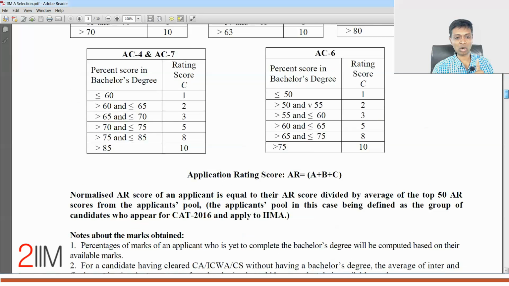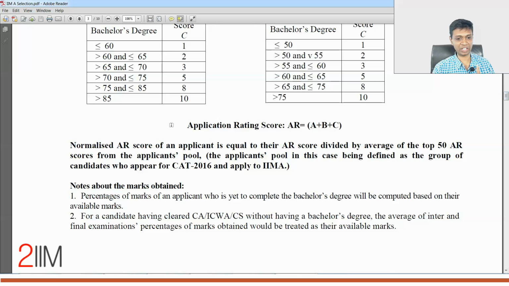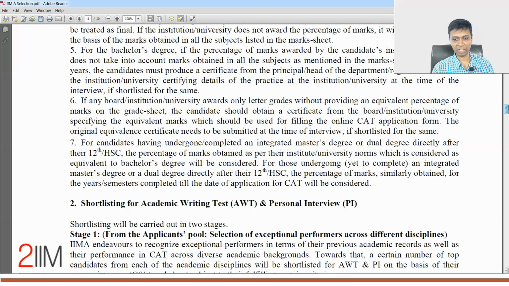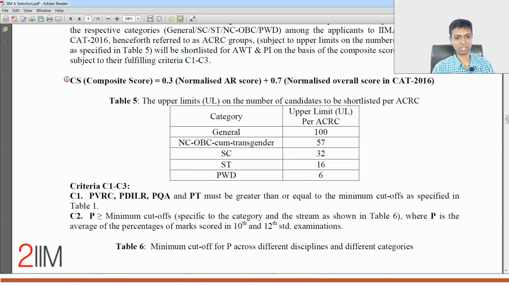They create what they call an application rating score, which is based on your past academic record, which is 10th standard, 12th standard and undergraduation, and then combine this with some input from your CAT and then create what is called a composite score. A big part of your selection or shortlisting process is going to be driven by the CS, or composite score.